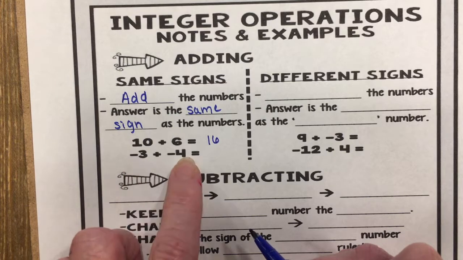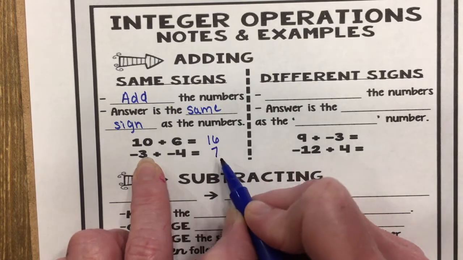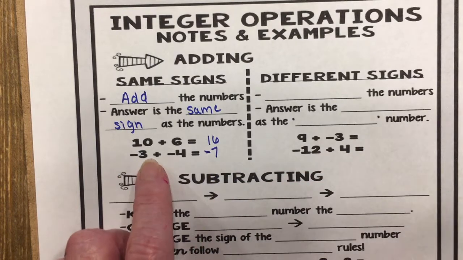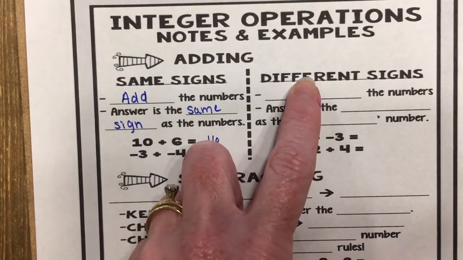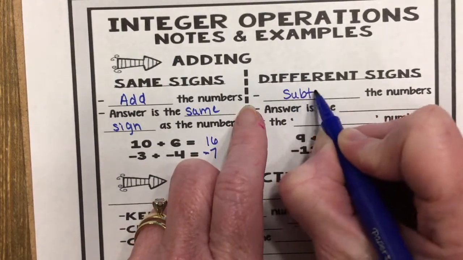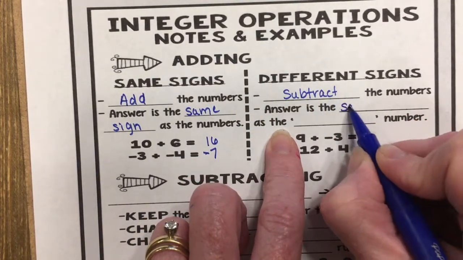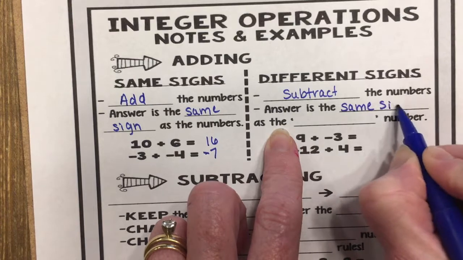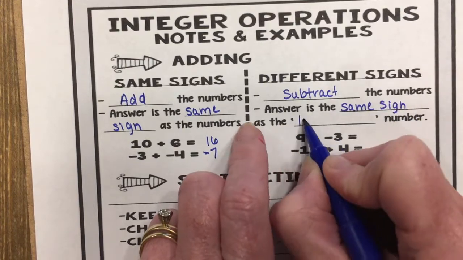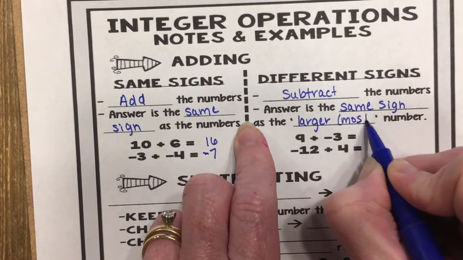Here you have negative 3 plus negative 4. These are both negative, so I'm going to add them, and then your answer is going to stay negative because these were both negative. All right, if they have different signs, meaning one's negative and one's positive, then instead you're going to subtract the numbers, and your answer is going to be the same sign as the larger or the most number.